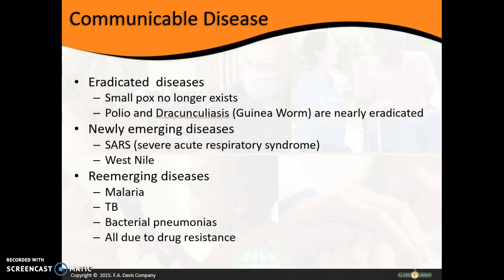There are several diseases that have been eradicated, essentially. Smallpox really no longer exists because of vaccinations. Polio and the guinea worm are nearly eradicated. There are some newer emerging diseases like severe acute respiratory syndrome, West Nile virus, and then re-emerging diseases like malaria.